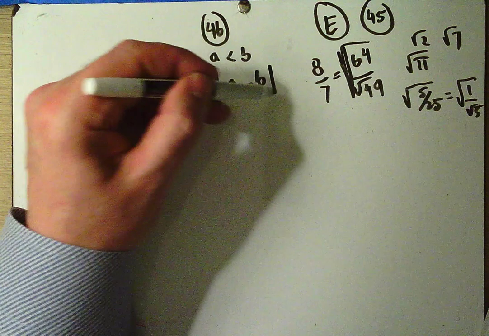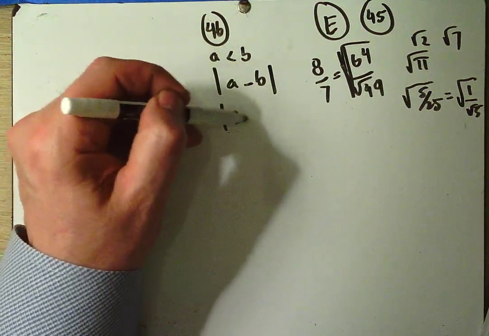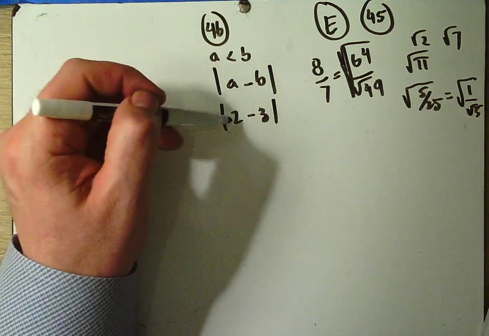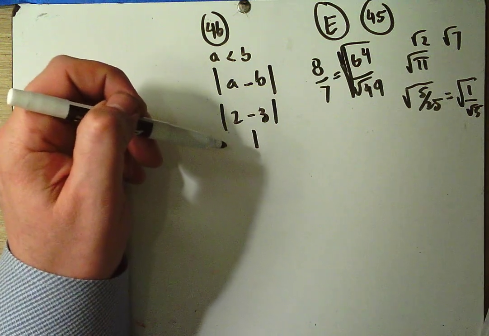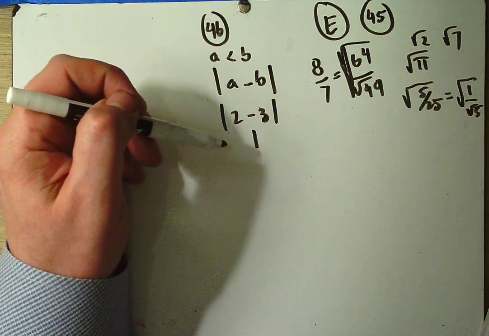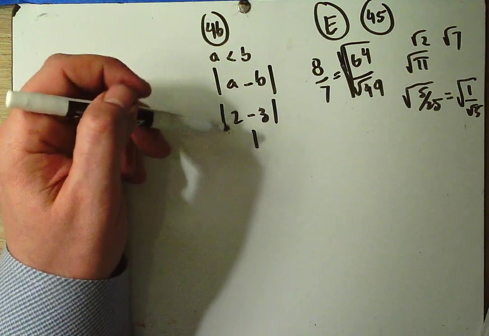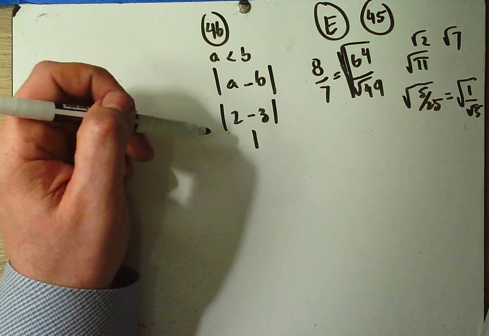46. If A is less than B, then the absolute value of A minus B. So let's think of an example here, like 2 minus 3. Well, 2 minus 3 is negative 1, and the absolute value of negative 1 is 1. Which of the following must be true? Okay, so I'm going to use these values for A and B and see what happens.